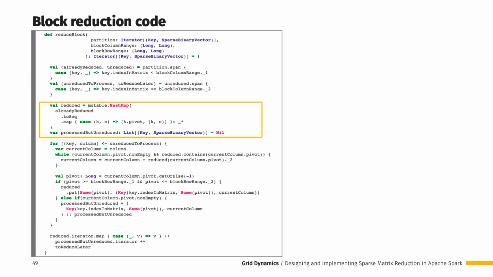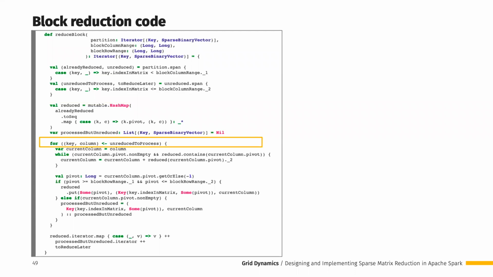As I said, we're going to use a mutable hash map. Mutable because we're going to do a lot of mutations, and it's going to be more efficient. What happens here is that we set the reduced as a hash map, and we initially put there all already reduced columns. But again, as I said, the key of this hash map is a pivot, and the value is a column. And we'll also need columns that will be processed, but they will be after the reduction still unreduced. What I mean by that is that a column can be reduced at this stage as much as possible, but at some point when we add another column to it, its pivot might go too low. I mean, outside of the block's row range, and we'll keep them here in this list. Initially nil.